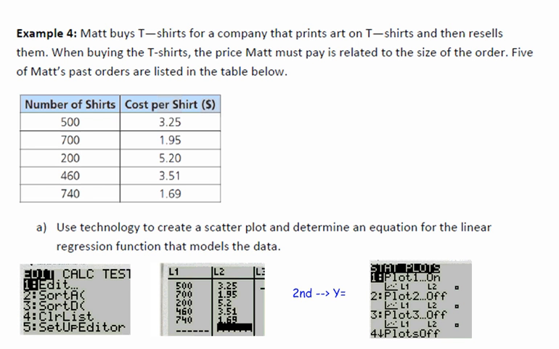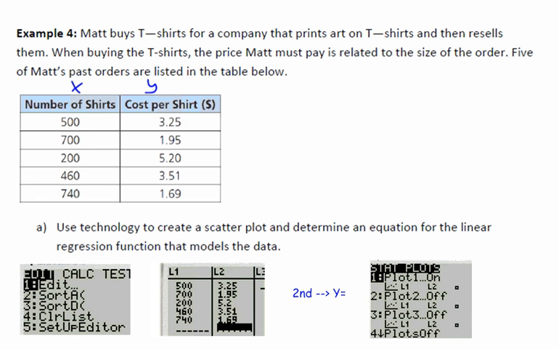Matt buys t-shirts for a company that prints art on t-shirts and then resells them. When buying the t-shirts, the price Matt must pay is related to the size of the order, right? You order more, you pay less. So, who's X, who's Y? Number of shirts would be your X, because the cost relies on how many you order. So Y, and usually X is first, Y is second. Like 99 times out of 100. Maybe even 999 times out of 1,000. Usually it's always X first, then Y in a table.